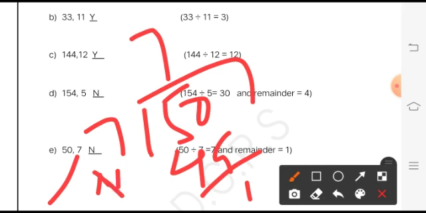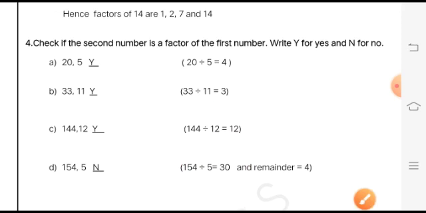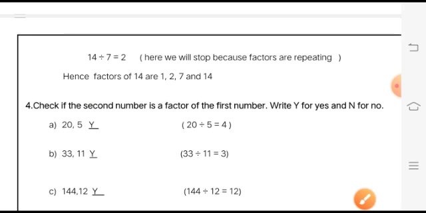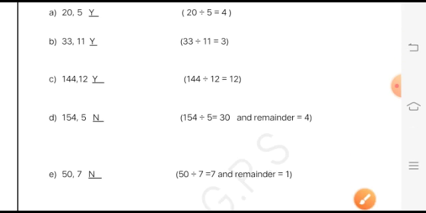The other parts are to be done in the same way, only we need to divide first number by second number. If remainder is 0, then the number is its factor. If remainder is non-zero, then the number is not its factor. With this, exercise 5 is done, and I request the students to practice other parts so that they'll get hold on both methods.